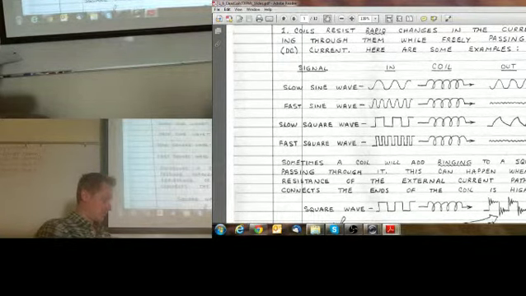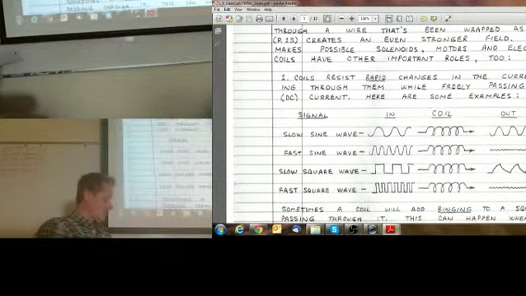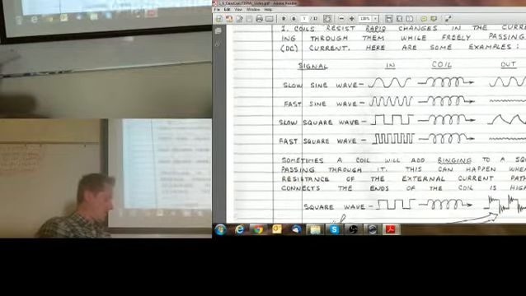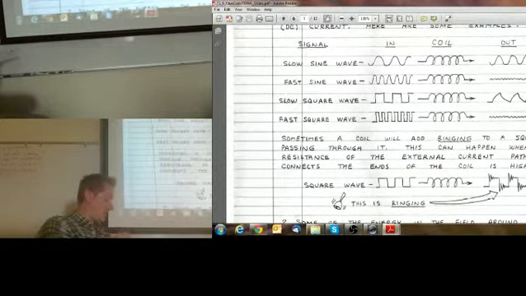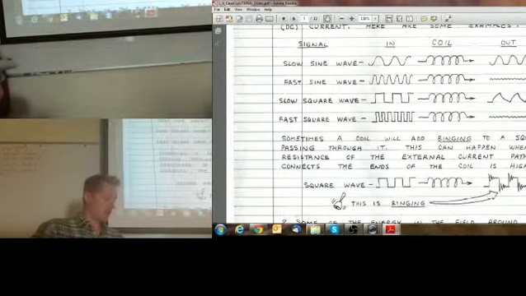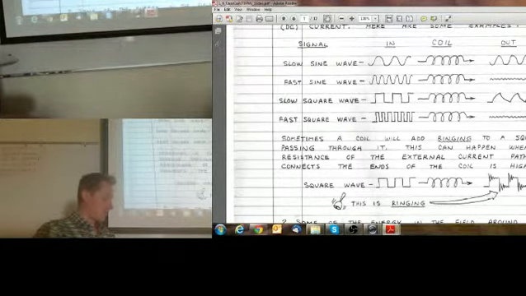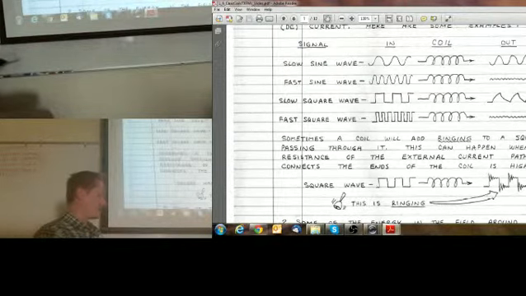Okay, so you can see a fast sine wave here. Depending on the configuration of how you put the coil, if you put a sine wave in series with the coil, the current through that coil is going to be large for a slow sine wave, but for a fast sine wave it's going to be small when we look at the current.